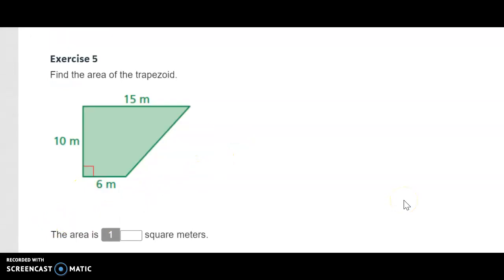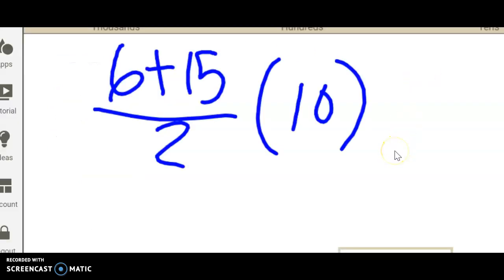Okay, for exercise 5, we're no longer finding the area of a triangle. Instead, we're going back to finding the area of a trapezoid. And if you recall, it's a little bit different because we've got that triangle part going on around here, and then we also have the actual height of it. So we're going to add our two bases together, which would be 15 plus 6. And then we're going to divide that part in half, just like we do a triangle. And then we're going to multiply it by our height. So if we look over here, it would be 6 plus 15.